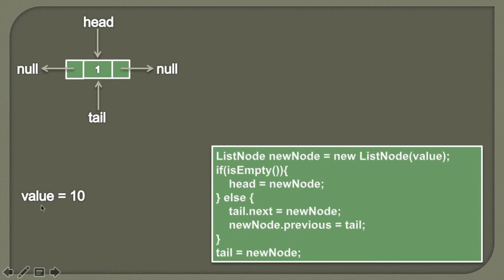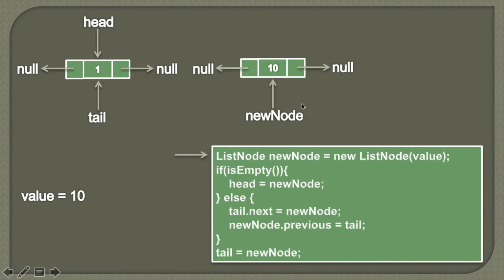Now let's say we want to insert one more node having the value as 10. So this algorithm will be executed again. In order to do that, we need to first create a list node having the value as 10. So it would look something like this, that new node points to a list node having the data as 10 and the next and previous pointers pointing to null.